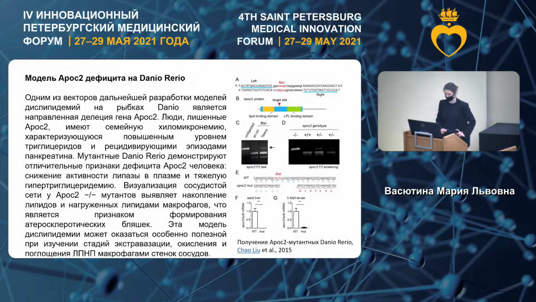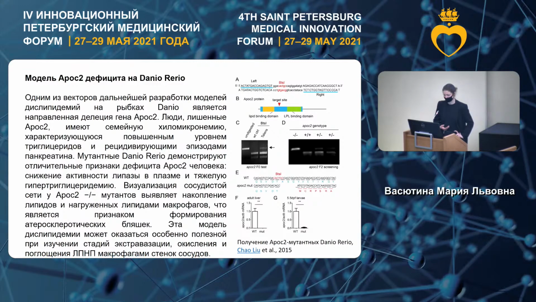It would be interesting to analyze the gene and the process of atherosclerosis in the APOC2-deficient zebrafish, one of the vectors of further development for the dyslipidemia model in fish. However, it is classically one of the first mutations in atherosclerosis obtained in fish. People deprived of APOC2 have familial chylomicronemia, characterized by an increased level of triglycerides and recurring episodes of pancreatitis. Mutant zebrafish demonstrate features of APOC2 deficiency in man: low lipase activity in plasma and severe hypertriglyceridemia.